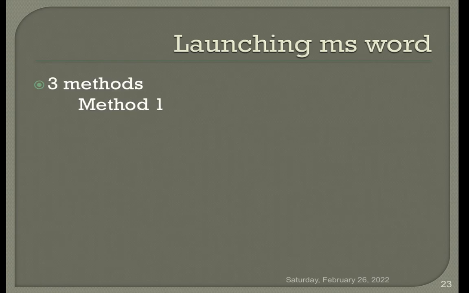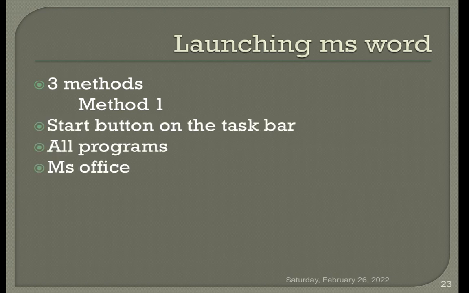Now we are going to launch our application. We have gone through the keyboard and seen how all those keys are used, and now we are going to launch so that we do it practically. To launch this application, we have three methods. The first method is the usual one, where you go to the start button on the taskbar, look for all programs, then look for Microsoft Office Suite, and then select MS Word 2007, 2010, 2021. All of them are there.